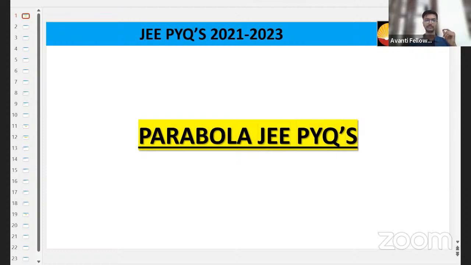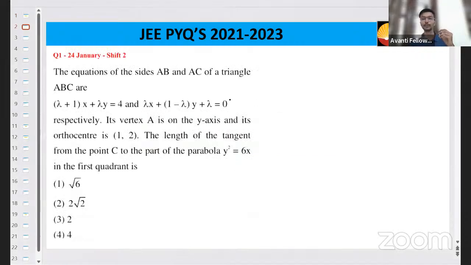So here is the first question. As you can see here, it is of 24 January shift 2. I have also included that. No worries. Let's start. The equations of sides AB and AC of a triangle ABC. Let us try to draw the diagram. This is a triangle ABC where equations of side AB and AC are given.